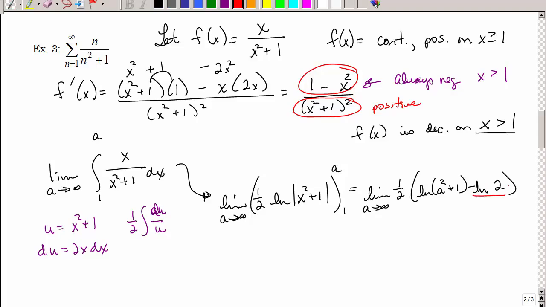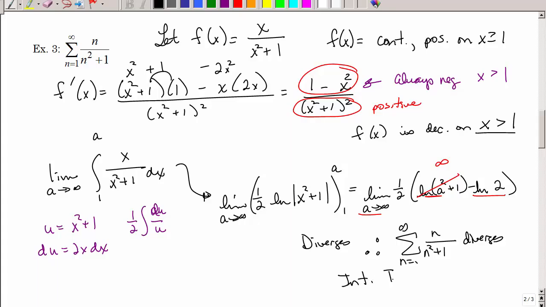So that's a finite number. But what happens as a approaches infinity? This goes to infinity. So we can conclude that the integral diverges, therefore our series diverges. And that's, once again, due to the integral test. Now I said the integral test would lead us to the p-series.